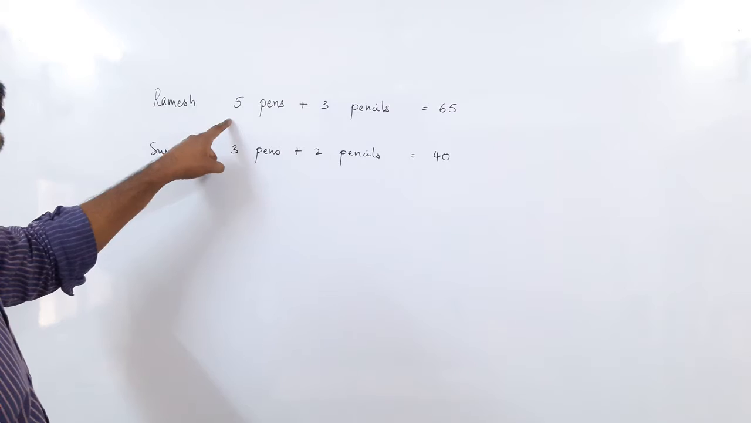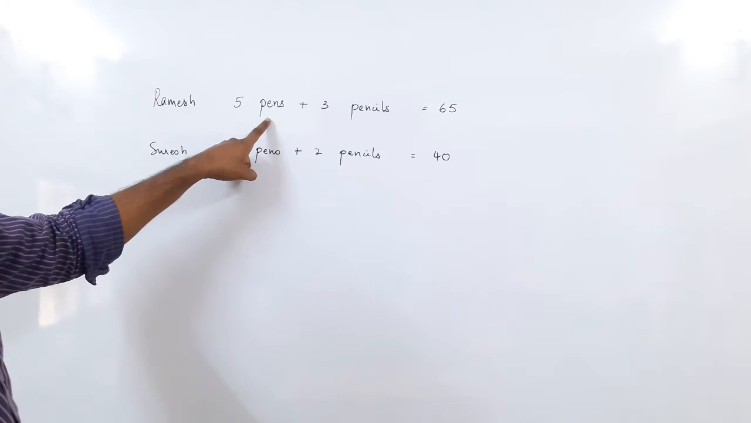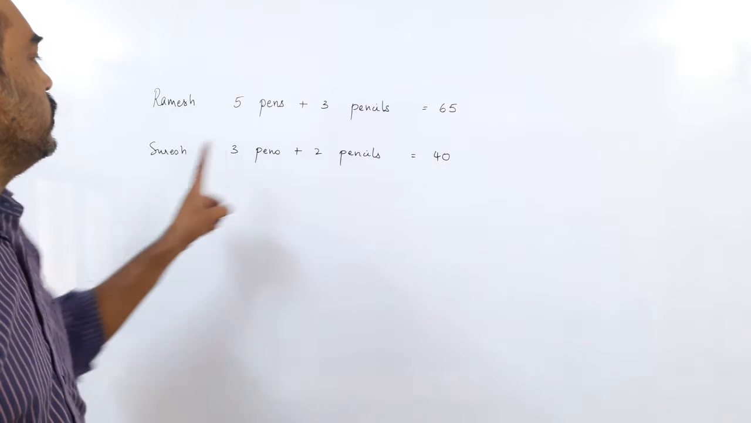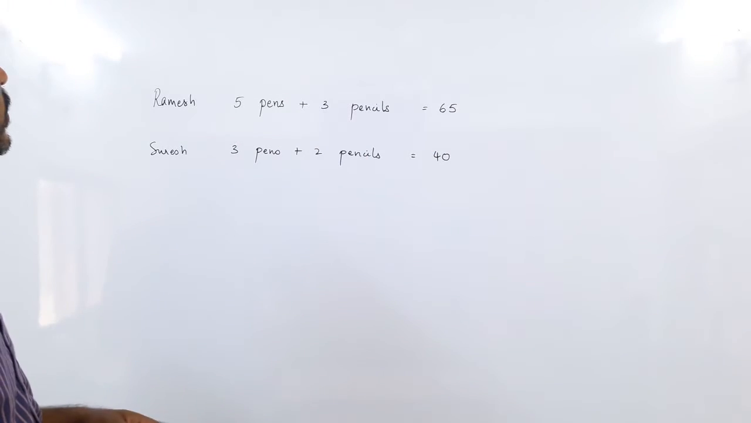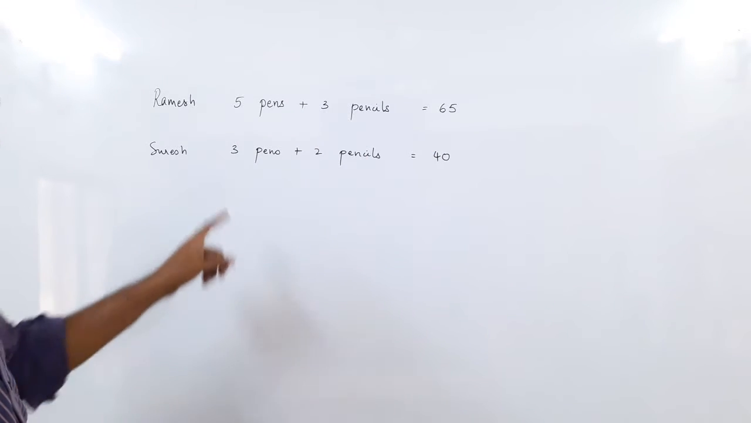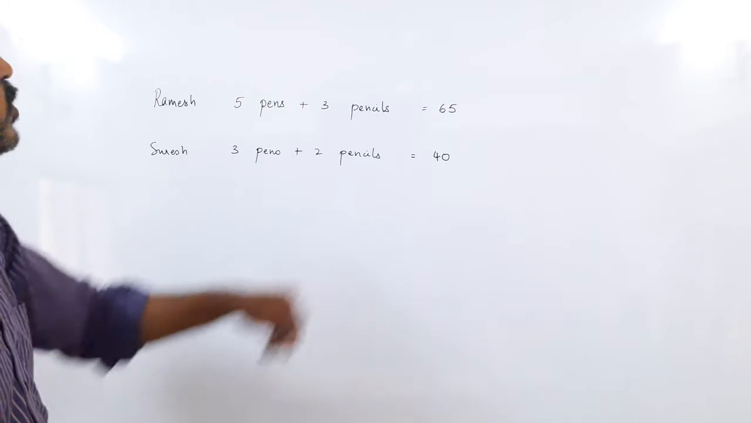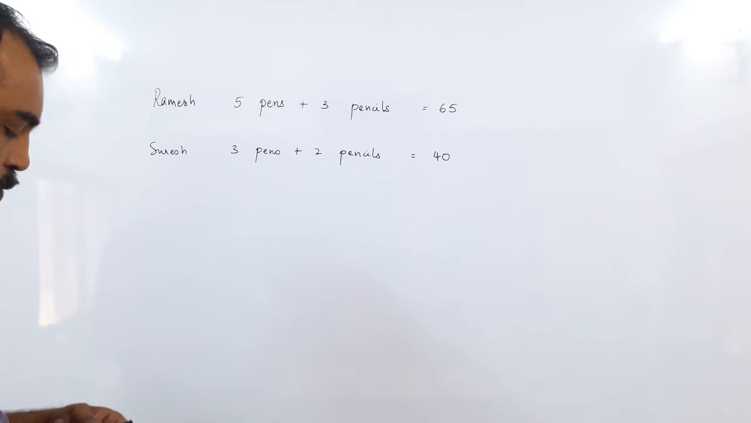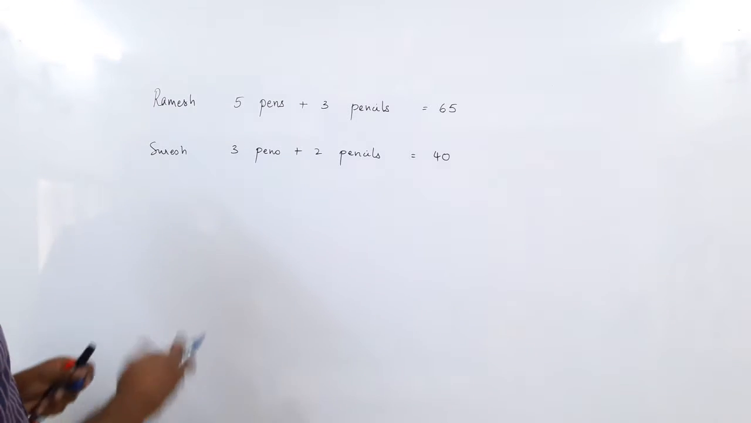Ramesh bought 5 pens and 3 pencils for the cost of 65 rupees. Suresh bought 3 pens and 2 pencils for the cost of 40 rupees. So can you find out what is the cost of the pen and the cost of the pencil?